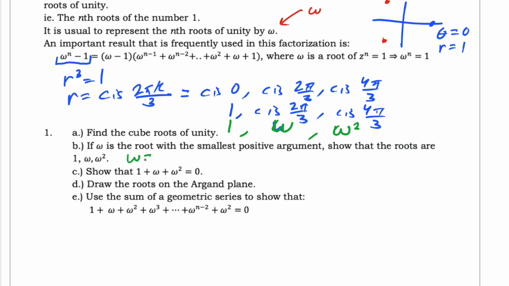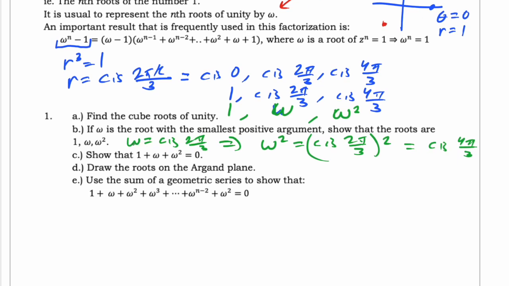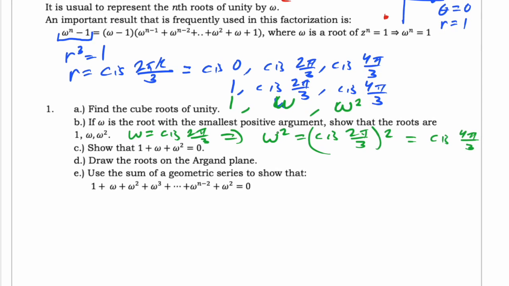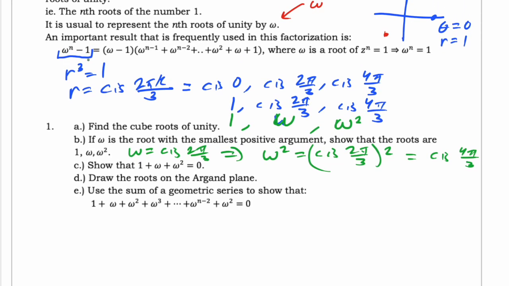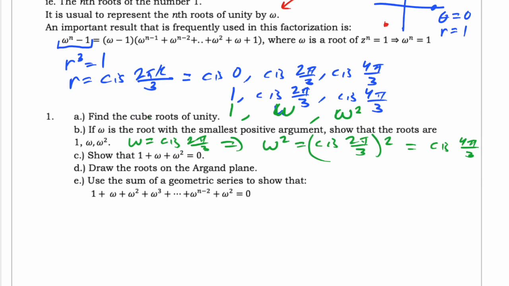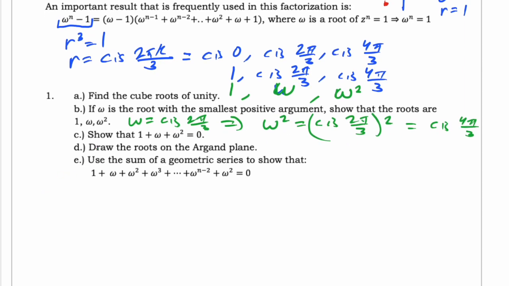Well, if we let omega equal cis 2 pi over 3, that means that omega squared equals cis 2 pi over 3 squared. And by de Moivre's theorem, you can write that as cis 4 pi over 3, right? So yeah, the roots are 1, omega and omega squared, and it always works that way. If you're solving for the fourth roots of unity, you're going to have 1, omega, omega squared, omega cubed, and so forth.